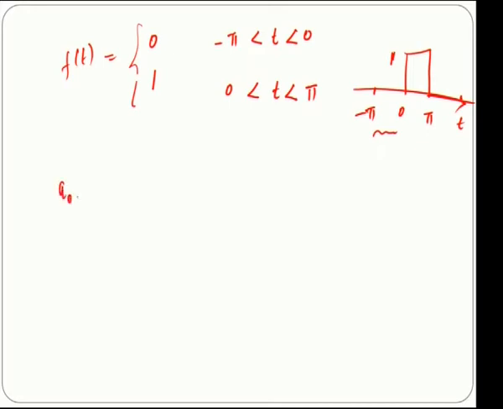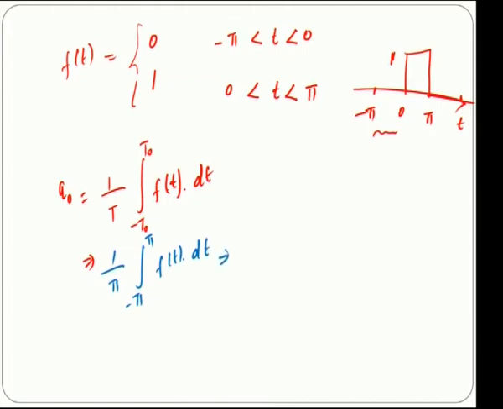So, how do you find a naught? A naught is equal to 1 by T integral of minus T naught to T naught f of t into dt, right. So, here what is the period? From minus pi to pi. So, 1 by pi integral minus pi to pi f of t into dt. So, it is further reduced as 1 by pi, integral minus pi to 0 f of t plus 0 to pi f of t dt.